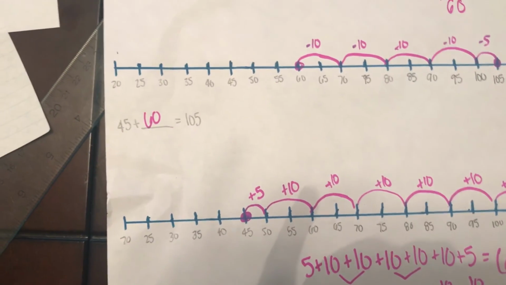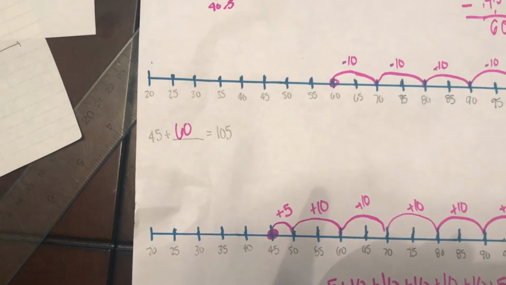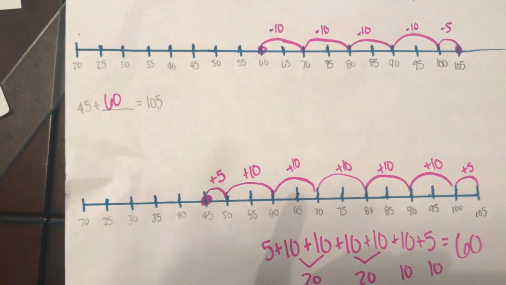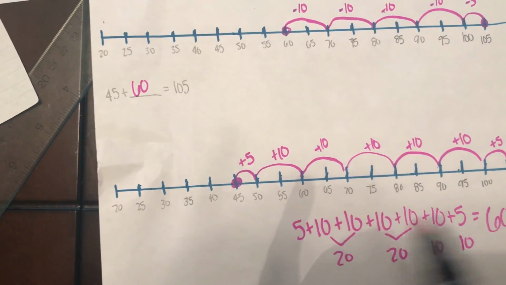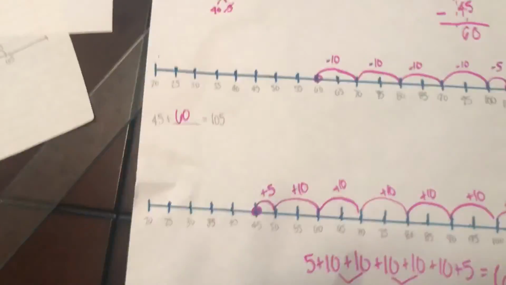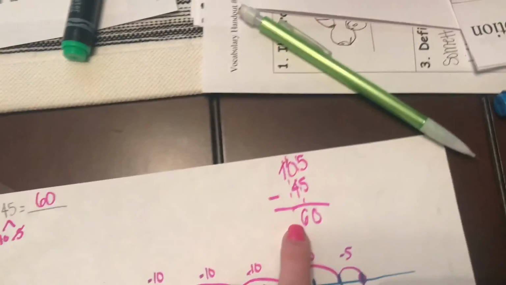So base 10, super easy if you can keep your numbers straight. And using the number line, it makes it very clear to see. You can see if you messed up on a jump or if you missed a jump. And then you can also go back and check your answers like we did up here.